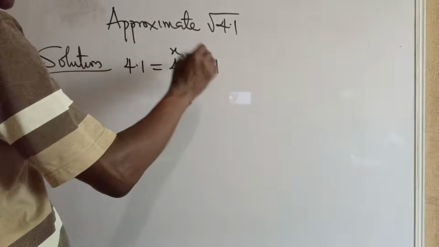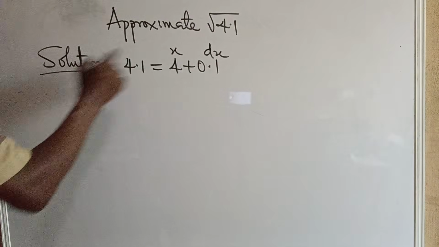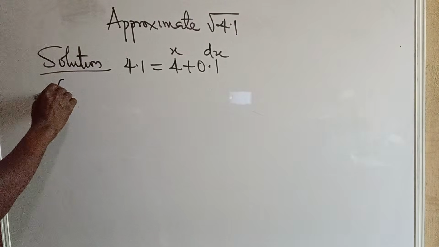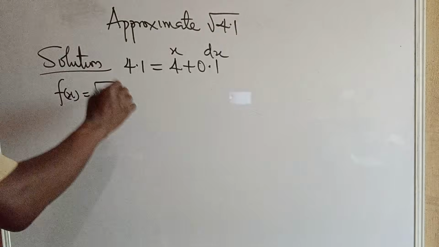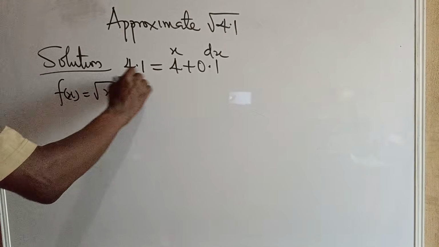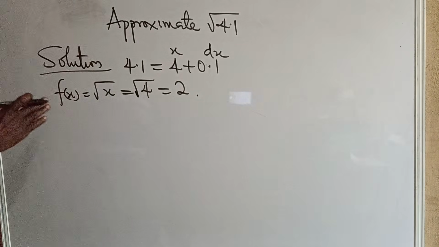So we call this one x, we call this one dx. Fine. And don't forget, because this is a square root function, that means our f of x is equal to the square root of x. So the square root of x here, when our x is 4, the square root of 4 is 2. Numerically, that's the value of our f of x.